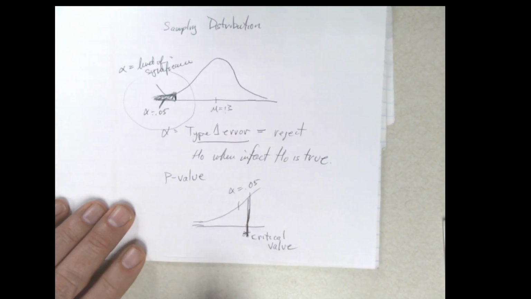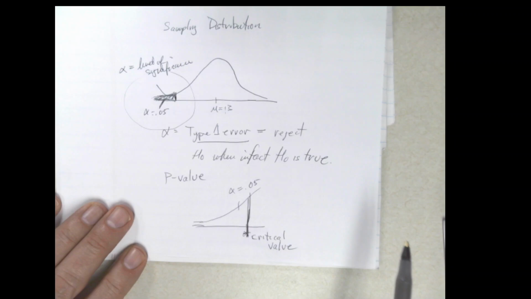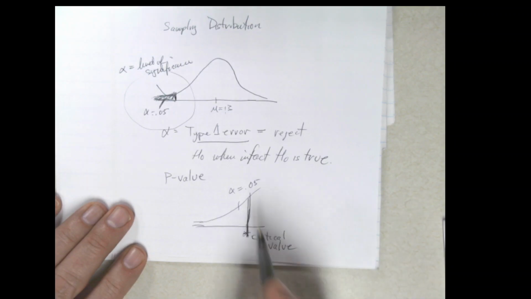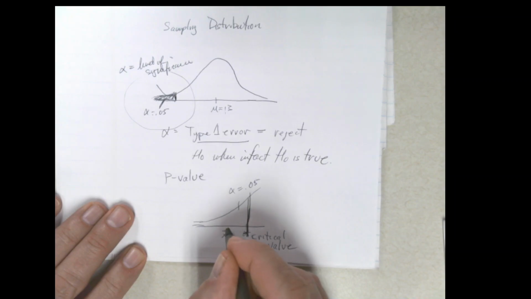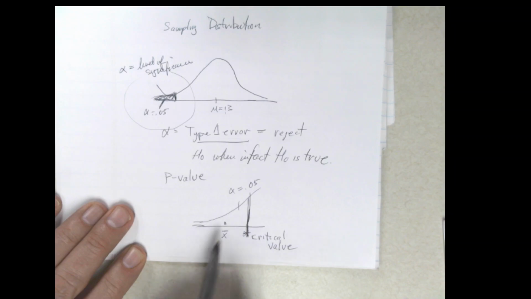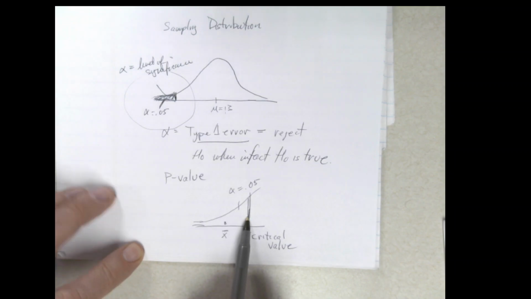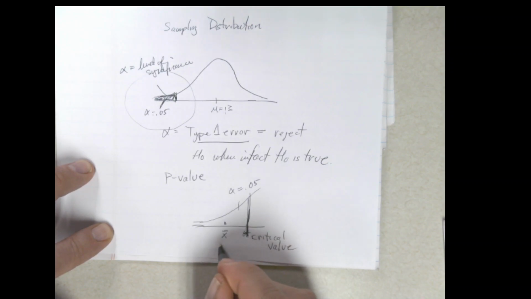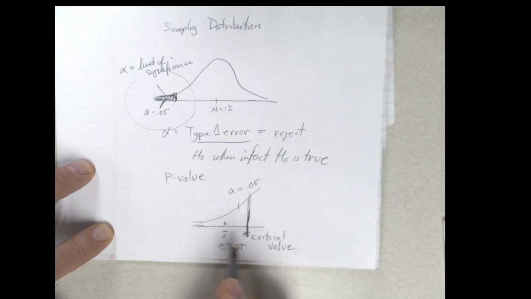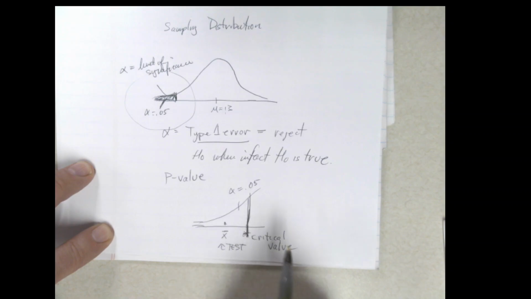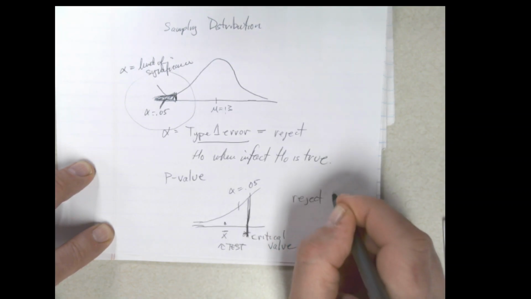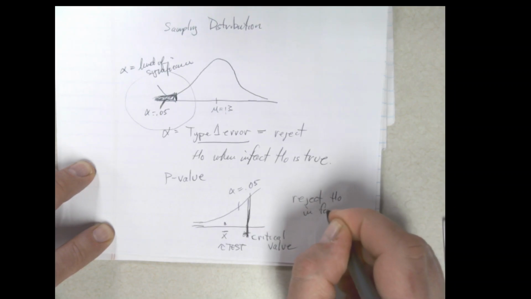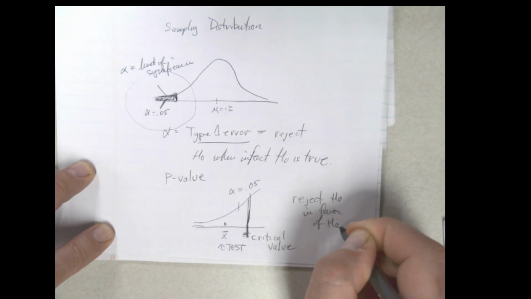All right. So here's how the test works. If I get a test statistic, maybe my X bar lands here. Maybe my sample statistic was here. It lands in the rejection region. This is the test statistic right there. In this case, if it's less than or equal to the critical value, I'm going to reject H0 in favor of HA.